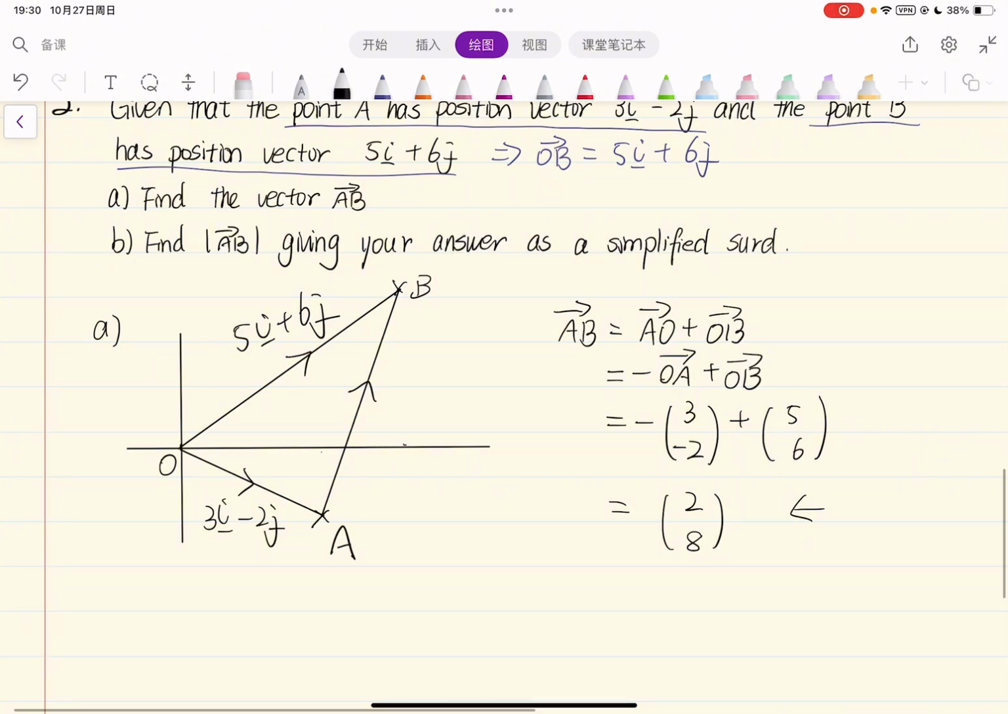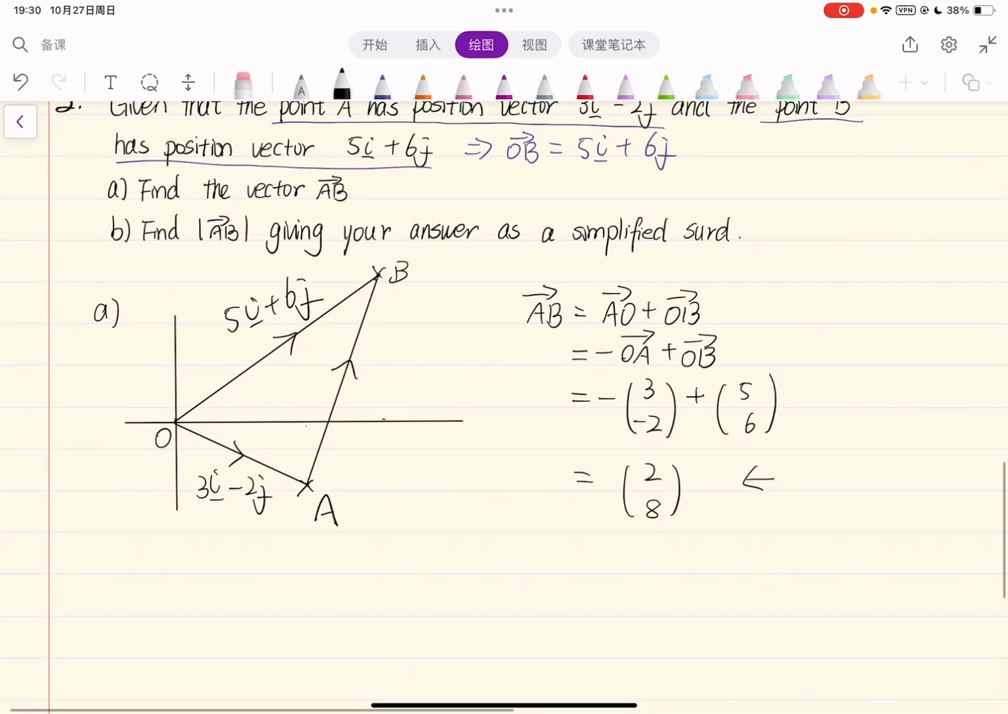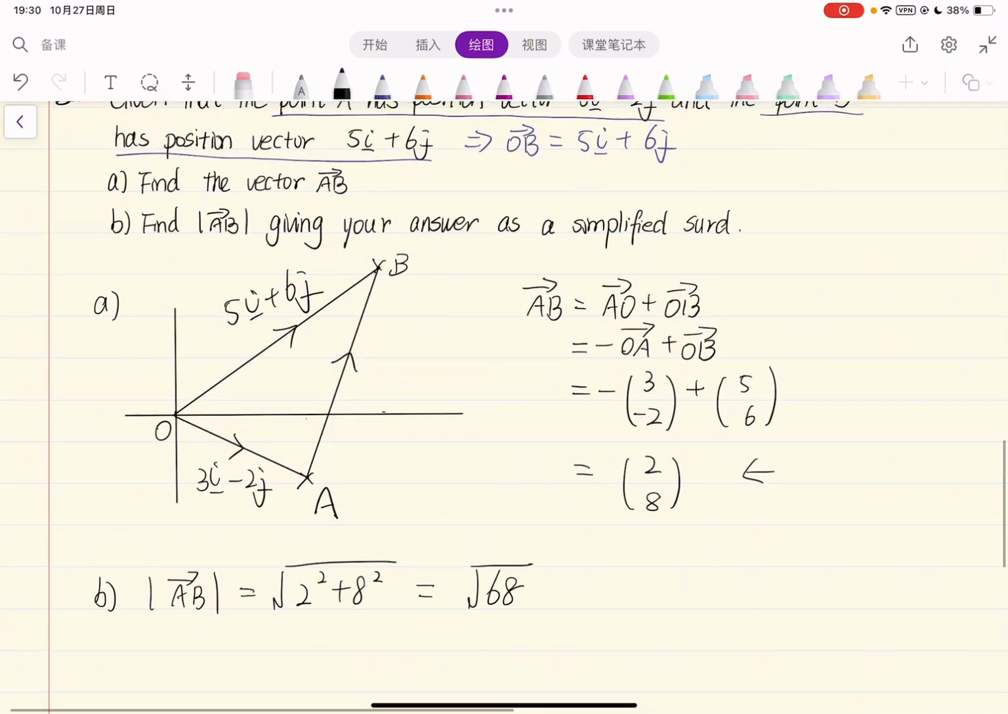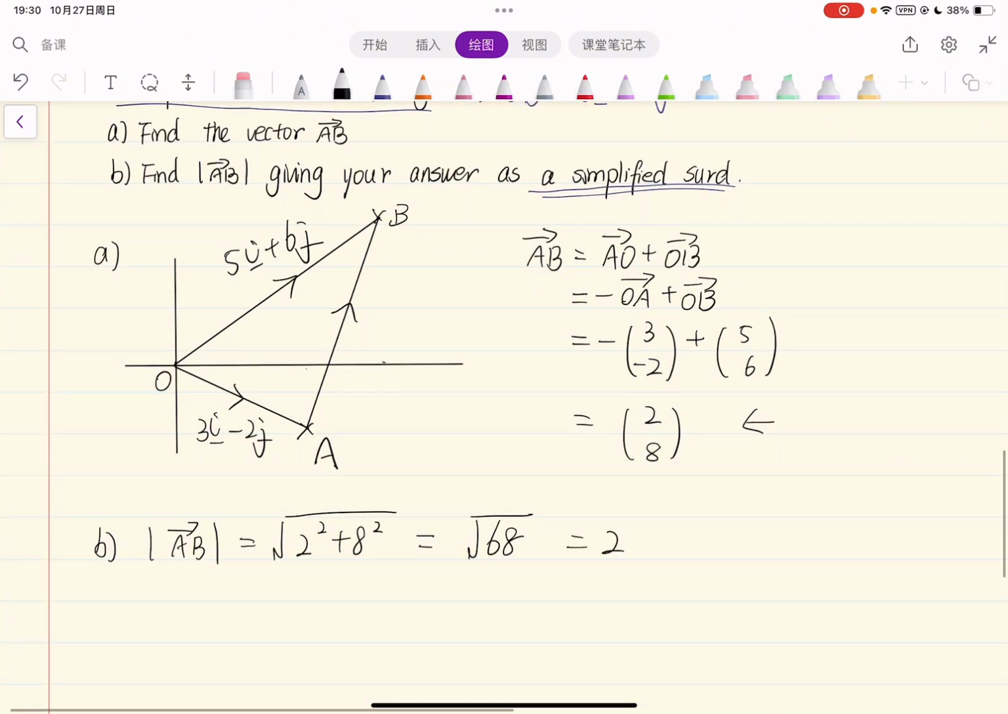Now for part B, it asks you to find the magnitude of the vector AB. The magnitude of vector AB equals the square root of x squared plus y squared. That is the square root of 2 squared plus 8 squared, which equals the square root of 68. And we don't stop here, since the question says you need to answer in simplified surd form. So the square root of 68 equals 2 times the square root of 17. That is the answer.